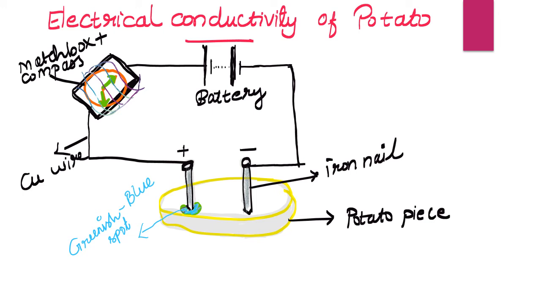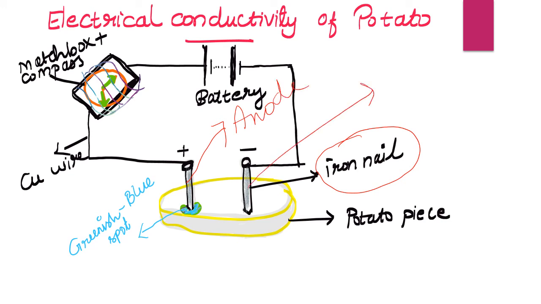Now the difference in this activity is that the free ends were earlier dipped into the electrolyte, but here the connection is given to two electrodes. So we are using iron nails as the positive and negative electrodes. The one connected to the positive terminal is named the anode, and the second one is named the cathode. That is the difference. So we have these things for doing this activity: anode, cathode, both iron nails, and the connection is given.